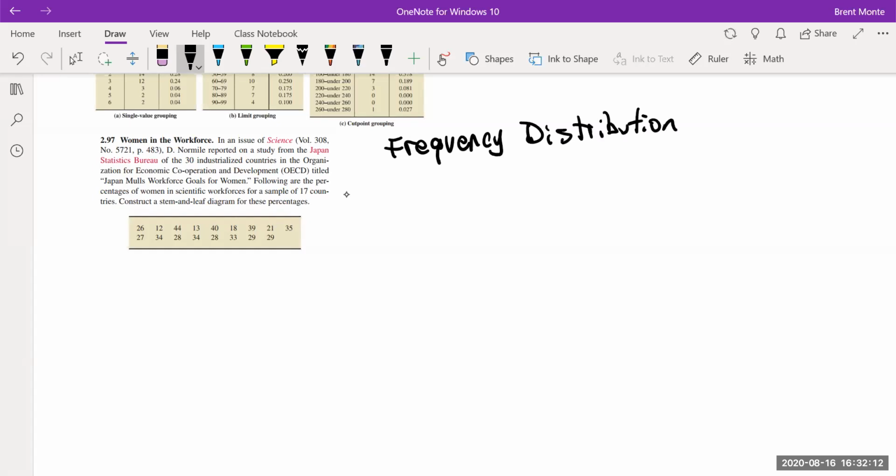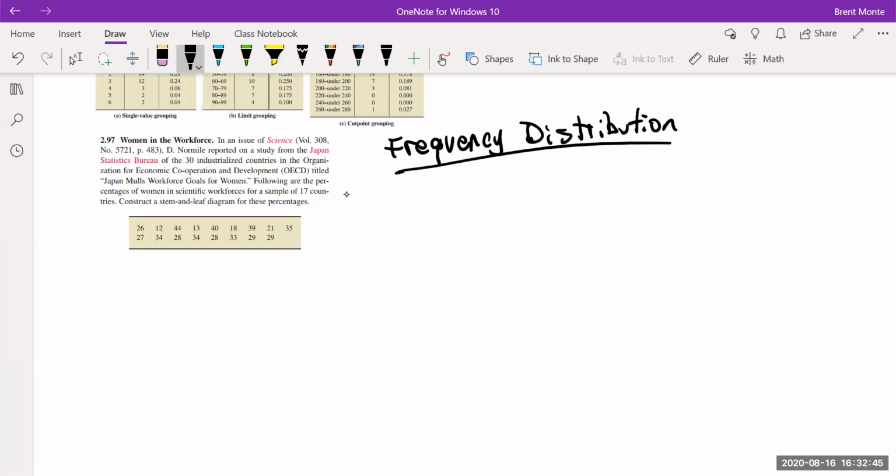Now, since these are percentages, it's not continuous because they're rounded off to the nearest whole number. So I'm not going to use cut points. And there are too many of them to use single value grouping. I don't want to start at the lowest one, which looks like 13, and list 13, 14, 15. Oh, I see it, 12. 12, 13, 14, 15, all the way up to the highest one, which looks like 44. I don't want to list every number. So let's break it down into the 10s, 20s, 30s, and 40s.